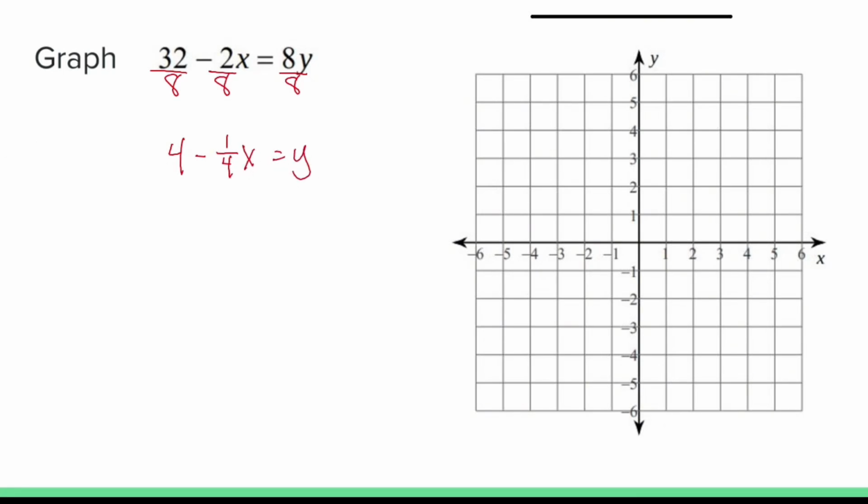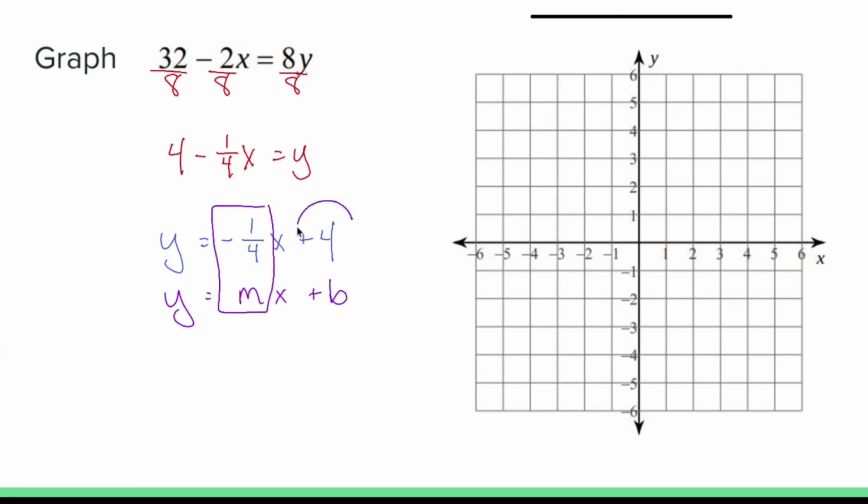Now, I hate the way that looks. Y is all by itself, so why don't I write out y over here? And that's going to equal, in order, negative 1/4 x and a plus positive 4. Now we have this in slope-intercept form, which is y equals mx plus b. And when y is all by itself, the number in front of x is going to be your slope, and the number floating around is going to be your y-intercept.